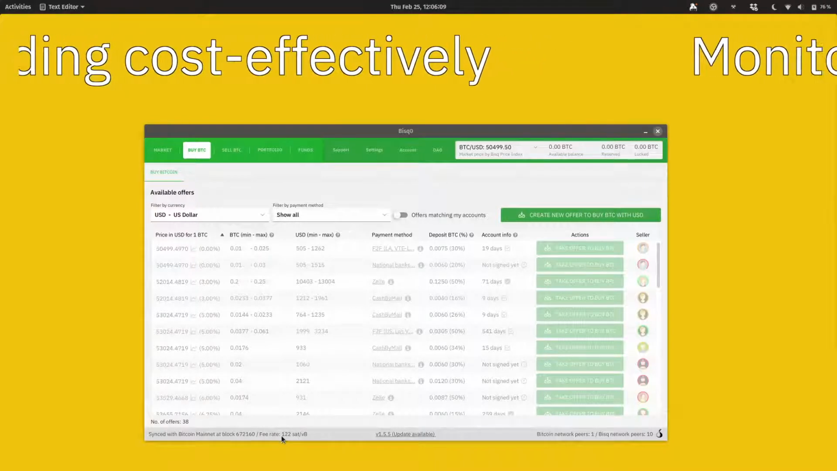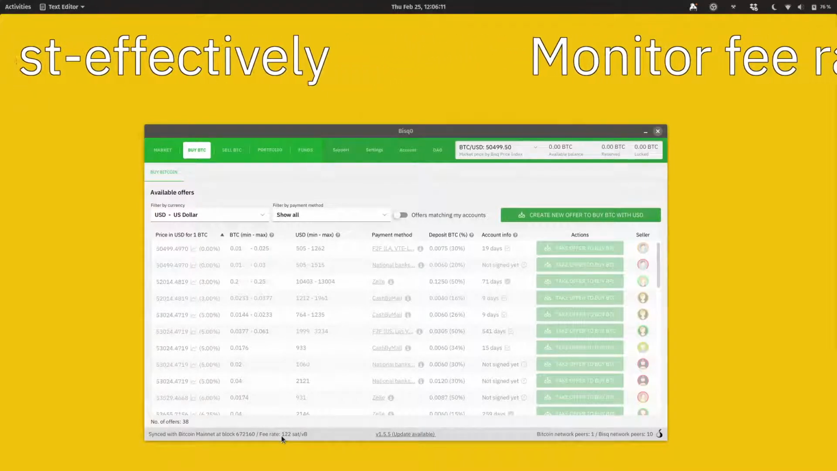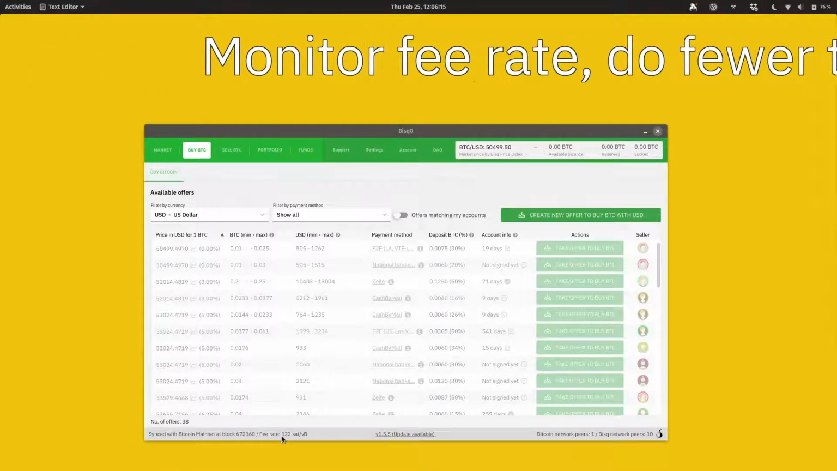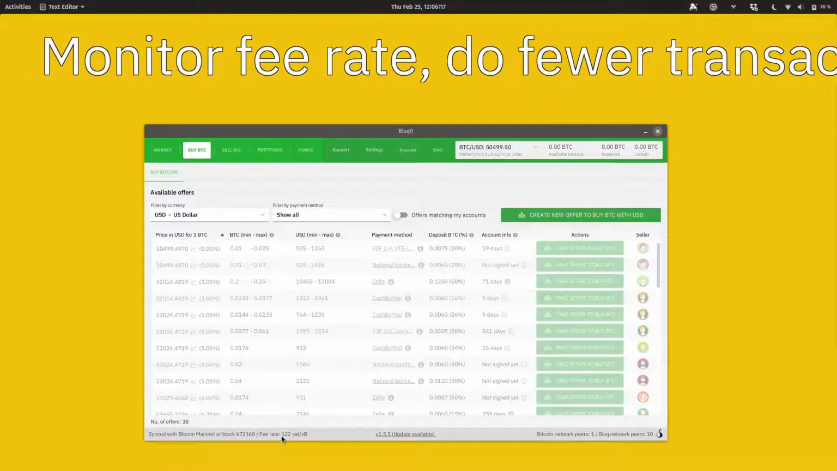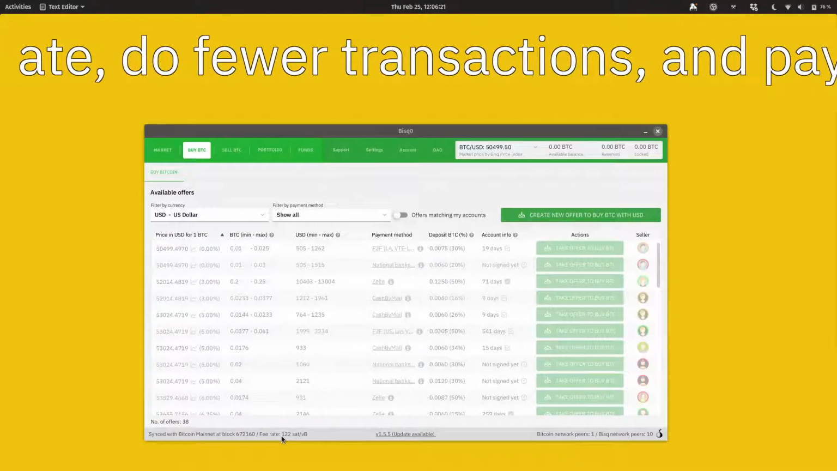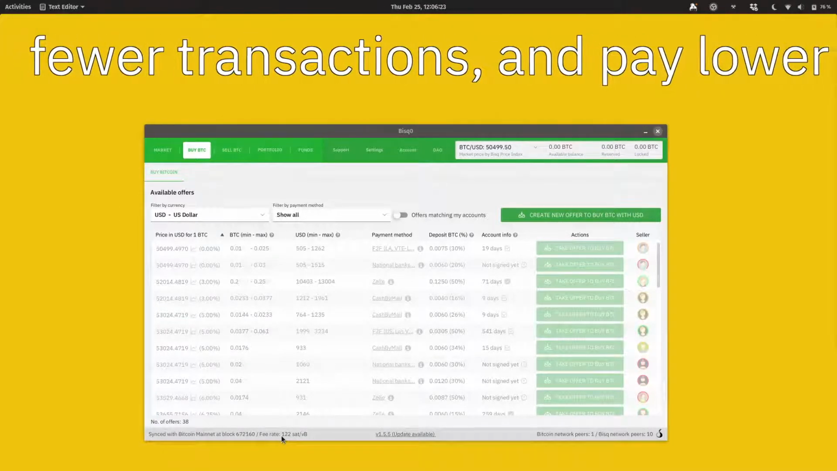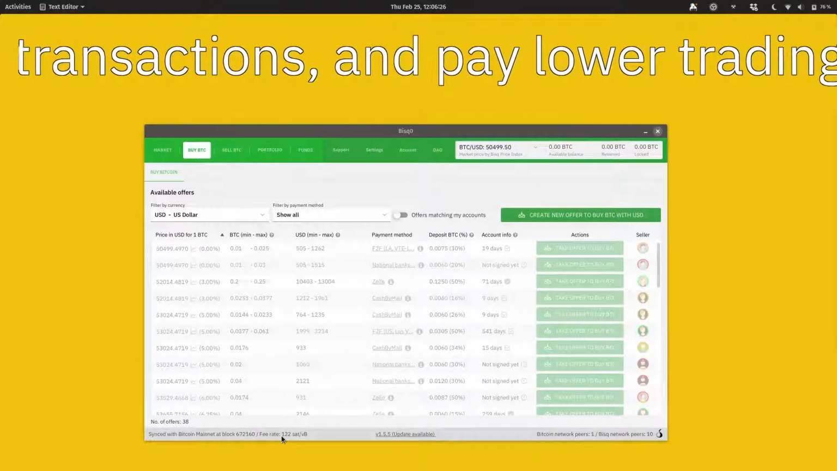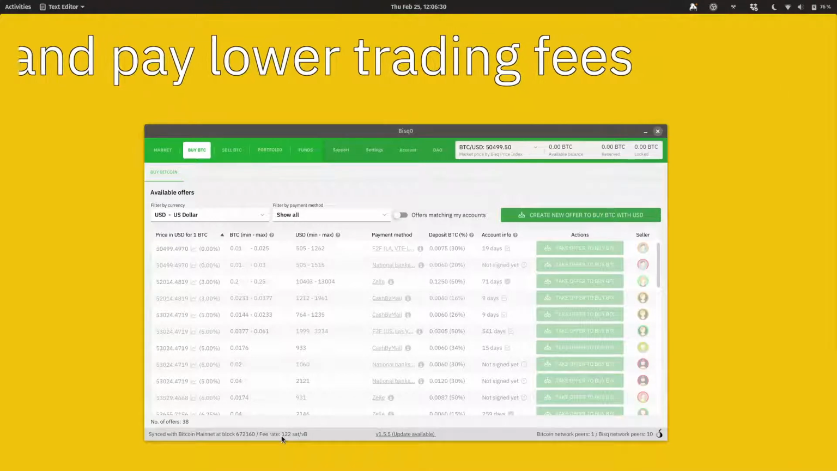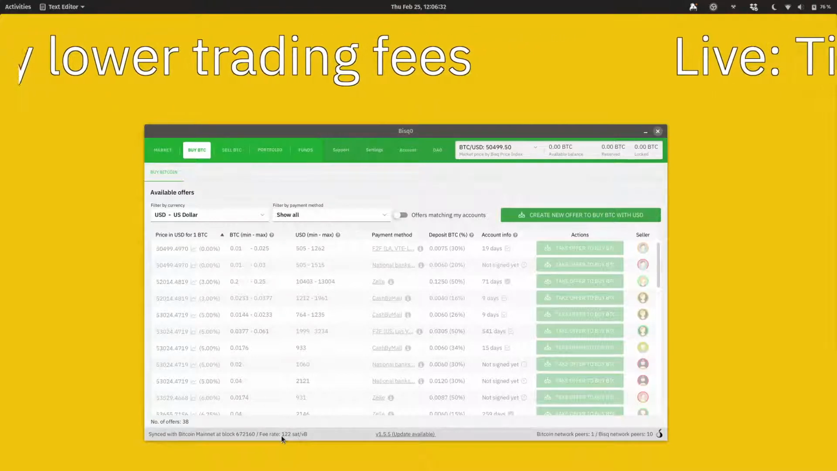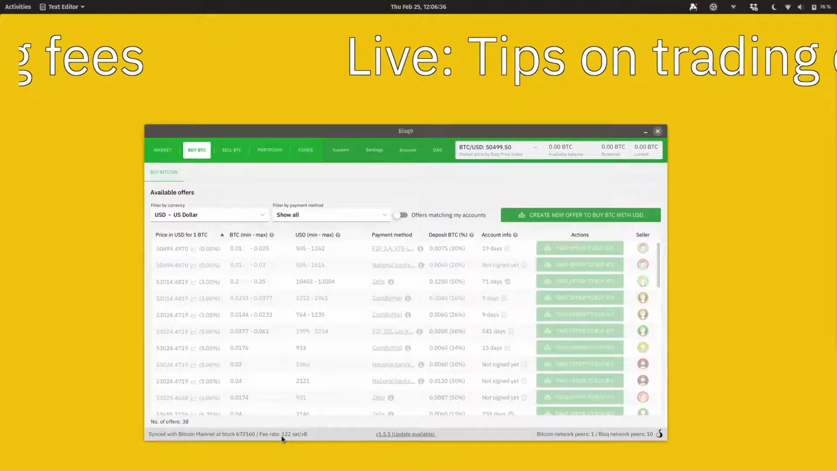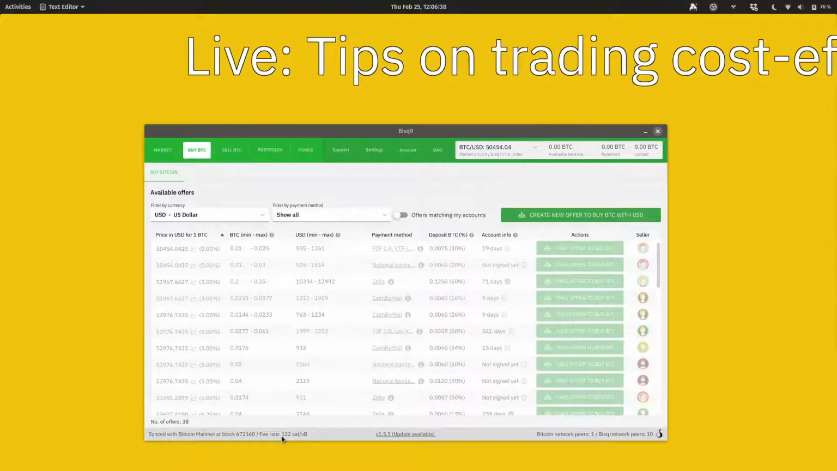So the first, I guess, lesson here is that if you want to trade cost effectively on Bisq, you want to, of course, trade at times when the mining fees are lower, and you want to minimize the number of transactions you do in the first place. So ideally, that means that you make offers instead of take offers, because that way you'll be paying for only 1 transaction instead of 3.